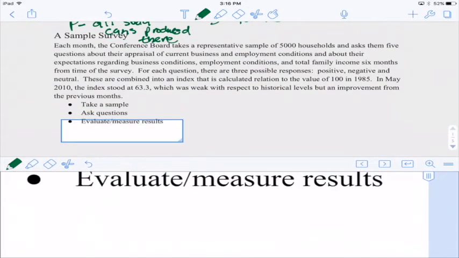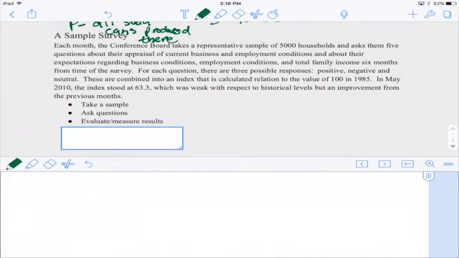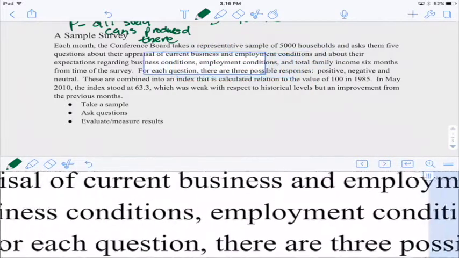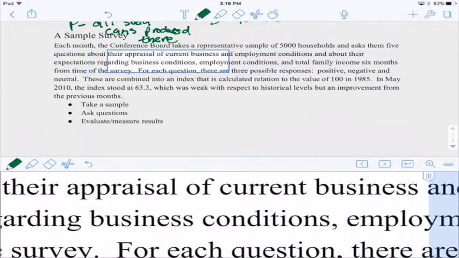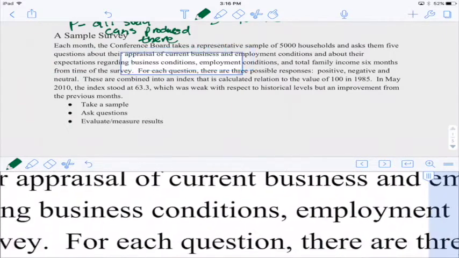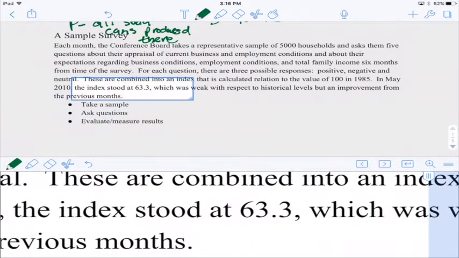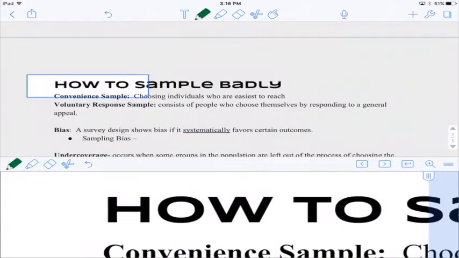So there's a nice little example. The sample was 5,000 of these households. They asked the questions. There are 5 different questions about all these things, and then they measure the results at 63.3.